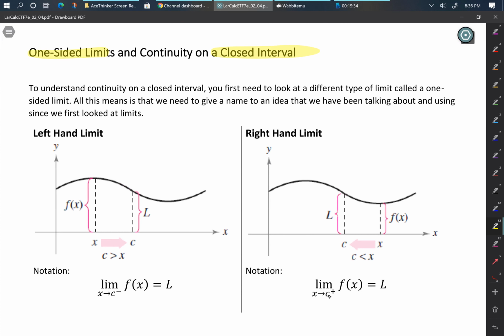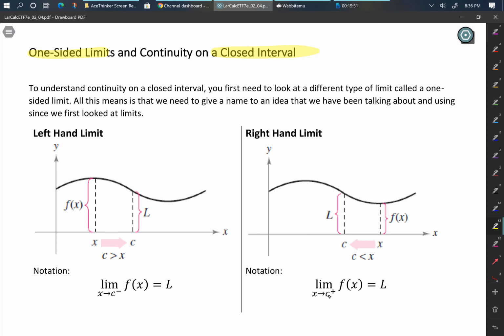Now, every time we've taken a look at the limit of a function, we've said coming in from the left, where is it going? Coming in from the right, where is it going? So every time we took a look at a visual, a graph, we said, where is it going from the left and from the right? All we're doing is giving this a name.